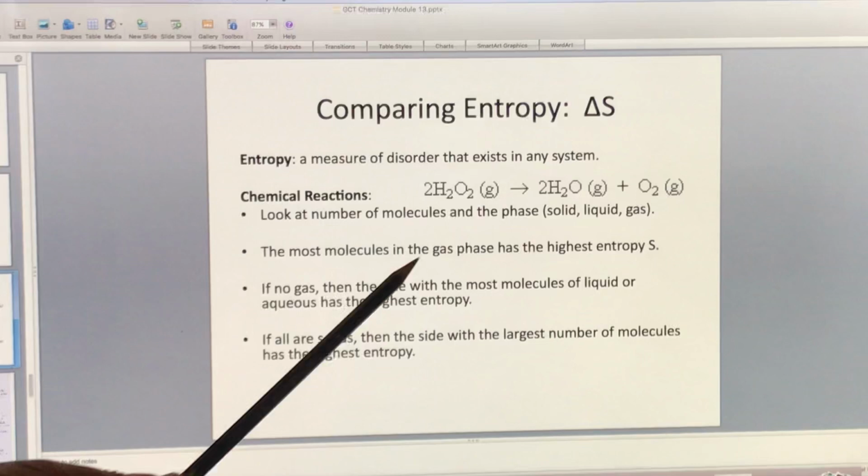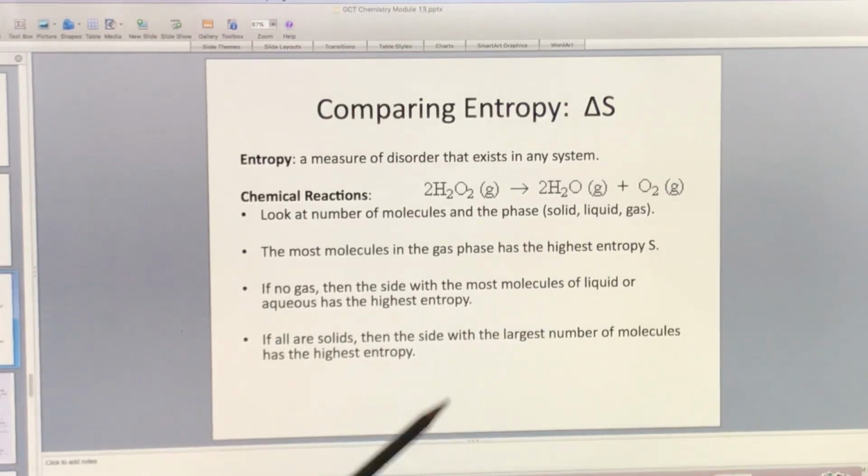If there is no gas in the products or reactants, then the side with the most molecules of liquid or aqueous components would have the highest entropy. And if all are solids, then the side with the largest number of molecules has the highest entropy.